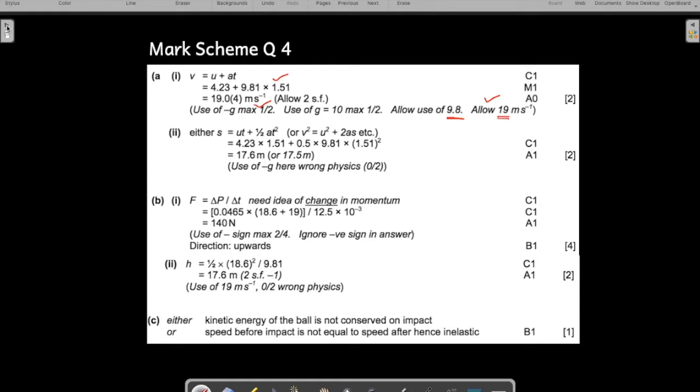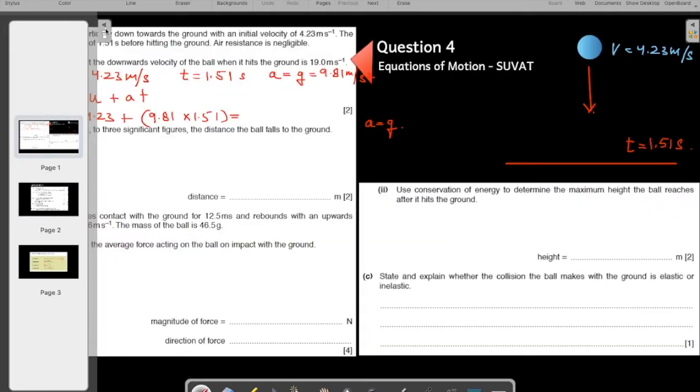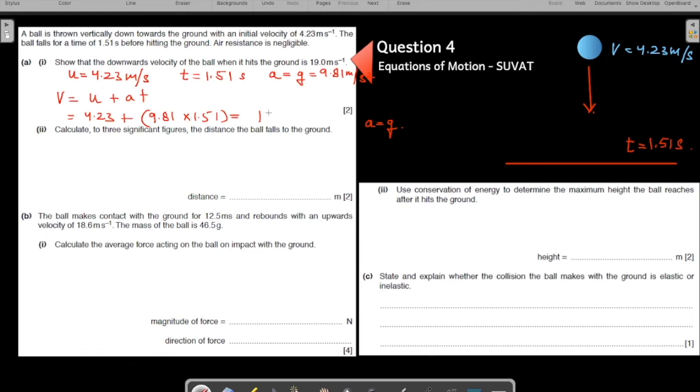If you want, you can pause the screen here and refer to the mark scheme properly. So your answer should be 19 meters per second. It's a 2-mark question. You get one of the marks for writing the formula correctly, even if you do not substitute the values and get a wrong answer. Even if you are getting the wrong answer, at least you will get 1 mark for writing the formula correctly.